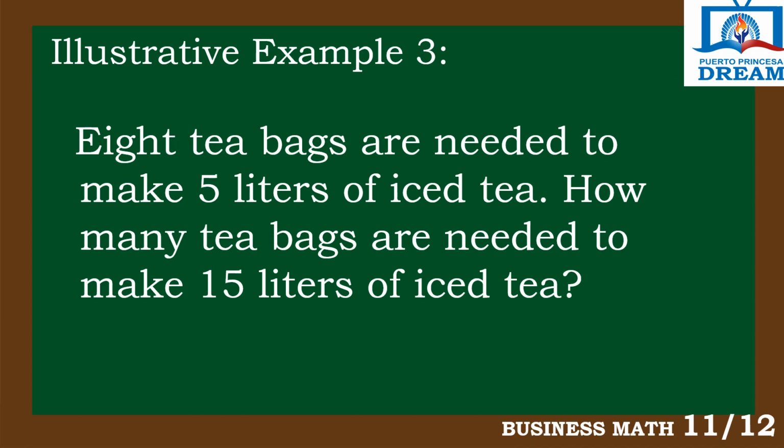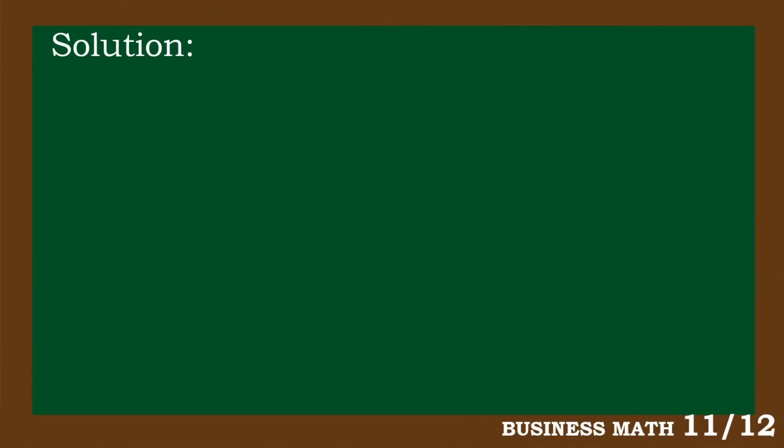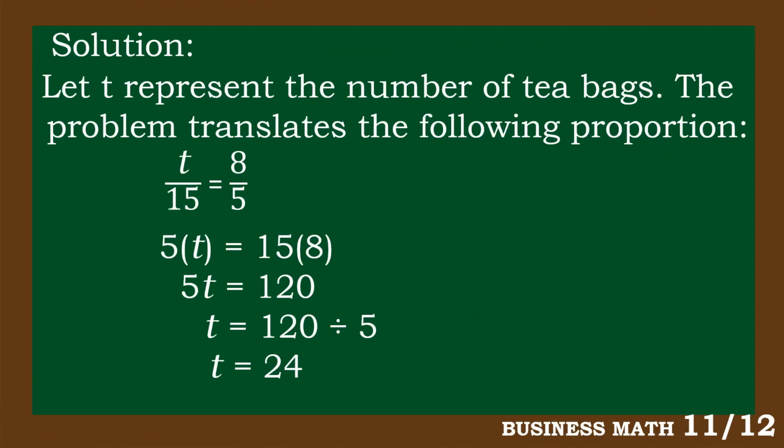Illustrative example number 3. 8 tea bags are needed to make 5 liters of iced tea. How many tea bags are needed to make 15 liters of iced tea? Solution. Let T represent the number of tea bags. The problem translates to the following proportion. T over 15 is equal to 8 over 5.